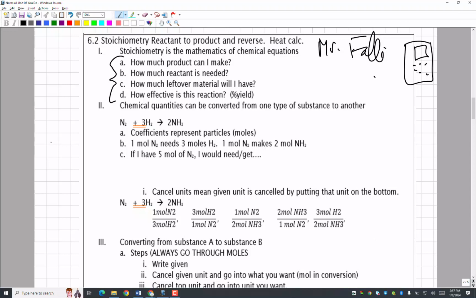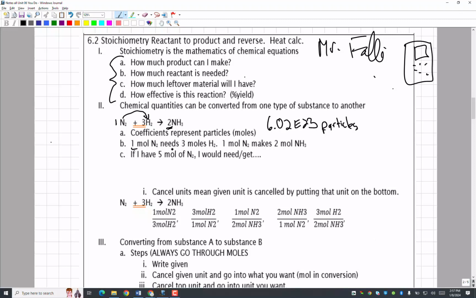Chemical quantities can be converted from one type of substance to another. Notice I have a 1 here for nitrogen, and I need 3 hydrogens for that. Together they will give me 2 NH3s. Coefficients represent particles, which really will be moles of particles, because remember, we're dealing with bajillions and bajillions of them. A mole is 6.02 E23 particles. That's a lot, and it has to be that many because these things have to collide just right.